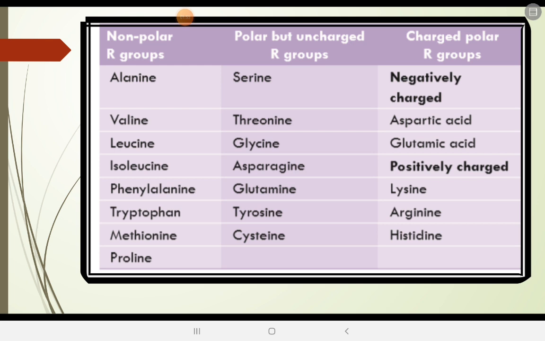The second group is polar but uncharged R groups. Amino acids which contain polar but uncharged R groups. In this group: serine, threonine, glycine, asparagine, glutamine, tyrosine, cysteine. The third group is charged polar R groups. In this group, both negatively charged and positively charged R groups are there. Polar amino acids with negatively charged R groups, the examples of these are aspartic acid and glutamic acid, and positively charged: lysine, arginine and histidine.